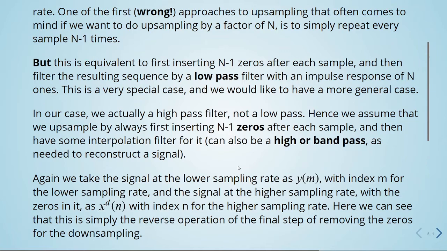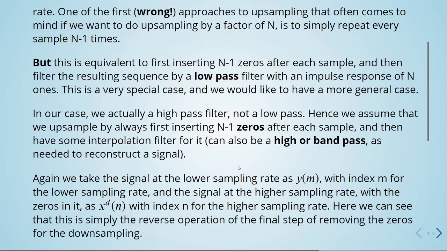What we want to do is upsampling by first inserting N-1 zeros after each sample, and then applying some interpolation filter. It can be a high pass, a band pass, or a low pass, depending on the frequencies we want to fish out from the downsampled version.